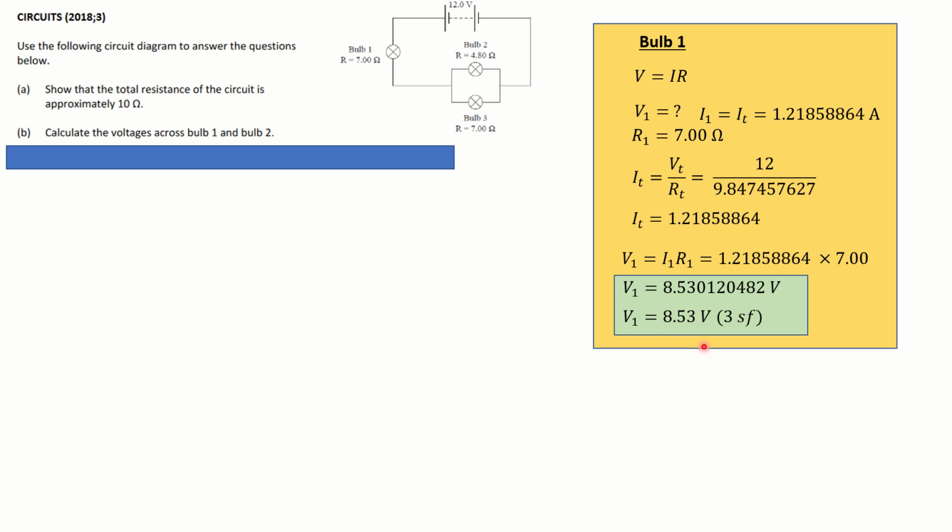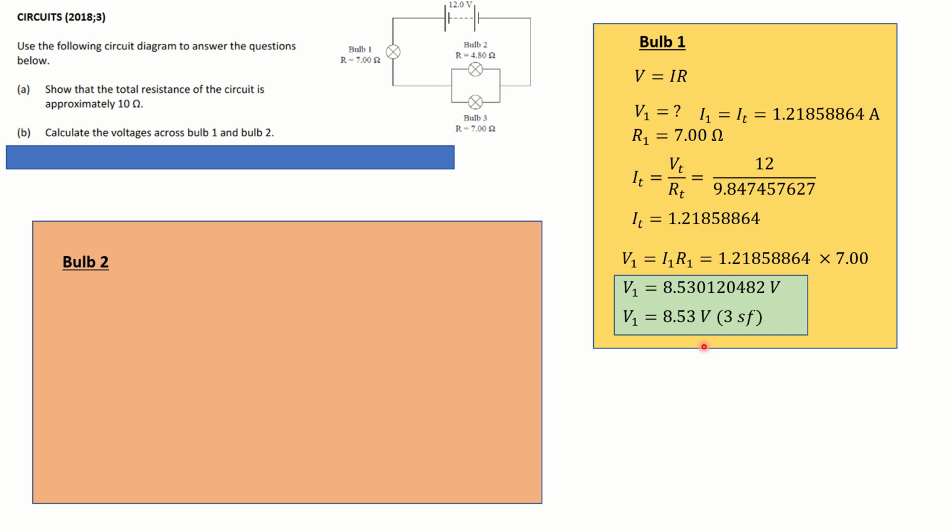Are we done with the question? No, we're not. We still have to calculate bulb 2. Bulb 2. We once again start with V equals IR, and once again start writing down what we know and what we don't know. We don't know the voltage for bulb 2. That's what we're trying to work out. We don't know the current for bulb 2. But we can work it out because we know the total current. We know the current is going to be shared across bulb 2 and bulb 3. We also know the resistance for bulb 2.